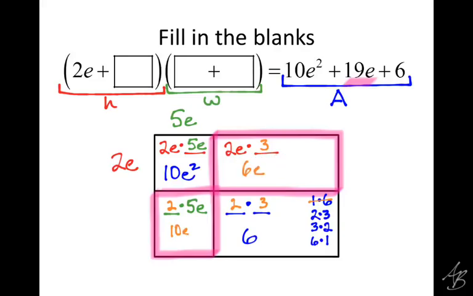6e. Does 10e and the 6e add up to get 19e? No, so that one doesn't work either. Let's erase all that and scratch out the 2 times 3. Let's try 3 times 2. Height is 3, width is 2.